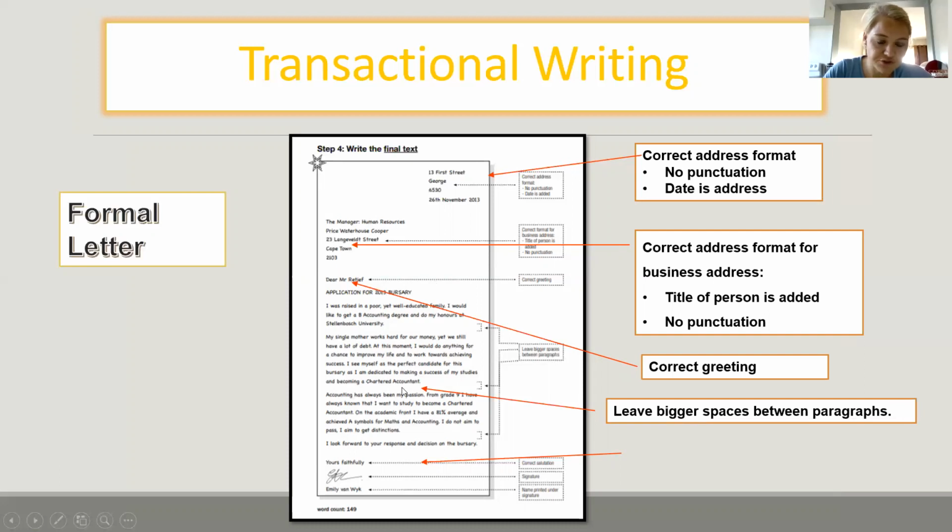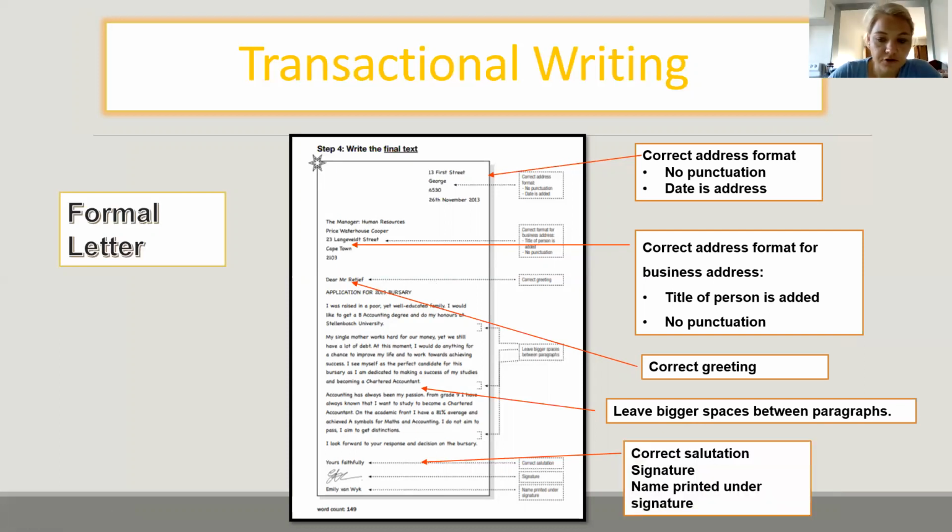Leave bigger spaces between your paragraphs. It is easier to read for the reader. And then correct the salutation mark here, yours faithfully or yours sincerely or truly, and then your signature, and don't forget to write down your name in print.